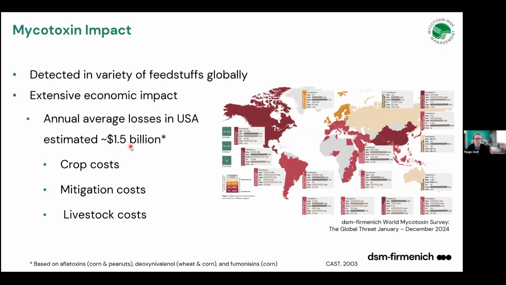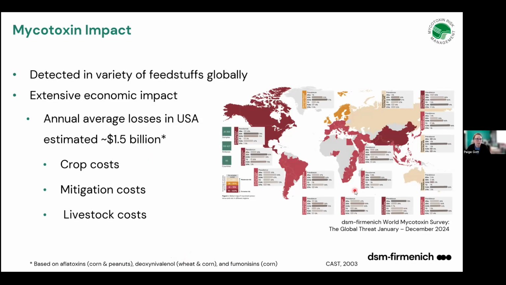An additional thing to consider is that I told you there are many mycotoxins that exist, but this number is just looking at aflatoxins in corn and peanuts, DON or deoxynivalenol, vomitoxin, in wheat and corn, and fumonisins in corn. So just 3 of the main mycotoxins and a few of the commodities that we consider when it comes to feeding livestock. So it's very, very likely an underestimate of the true economic impact.